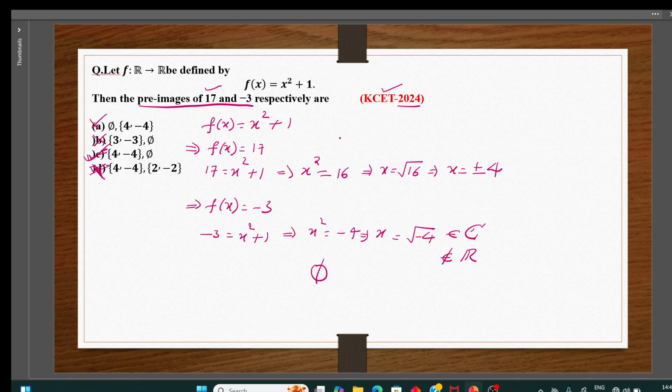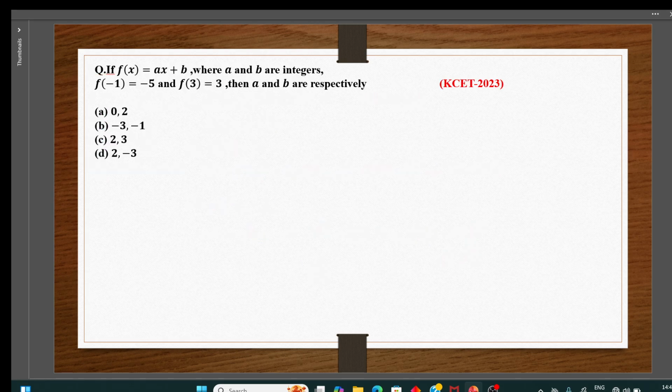So the pre-image of 17 is plus or minus 4. The pre-image of minus 3 is the empty set, because here the function is from real numbers to real numbers. So here we get a complex number, so it does not belong to real numbers. So for the second one, minus 3, it is an empty set. Clear? Now, next question.